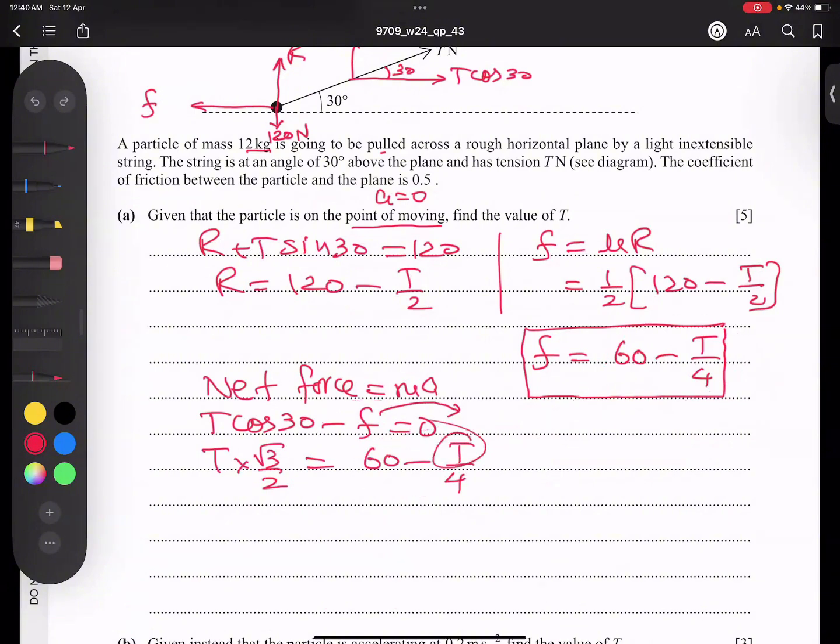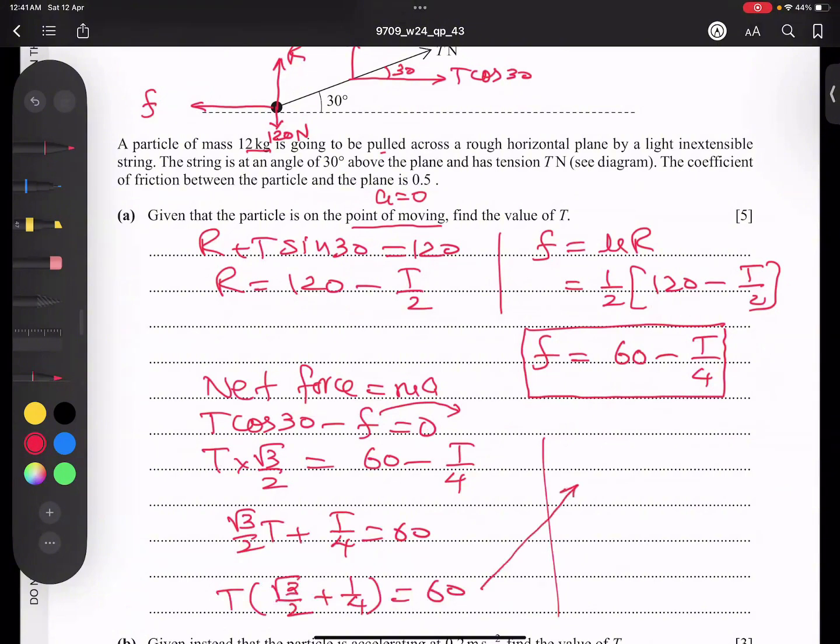Now, because there are two T's involved, I'll bring this T to this end. So this becomes root 3 by 2 T plus T by 4 equals 60. What is common from here? T is common: T times root 3 divided by 2 plus 1 over 4 equals 60. So when it divides, it will turn out to be this form. I hope this is very clear.